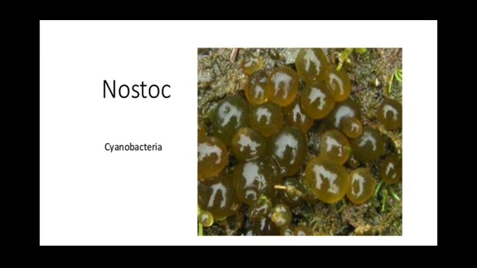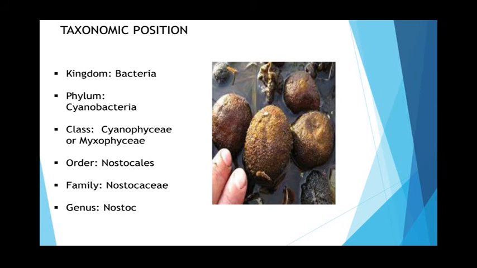The genus of nostoc includes about 29 species. Mostly they are in colonial forms. They grow in the form of mucilaginous balls. So we'll take the taxonomic position first.